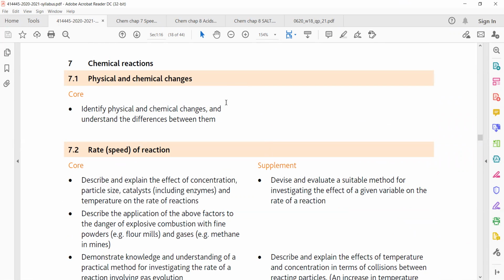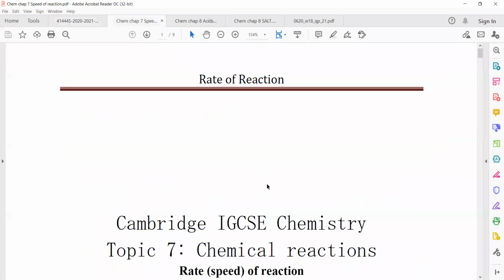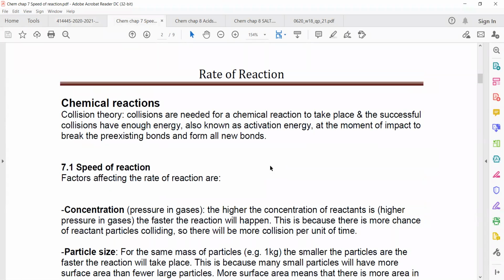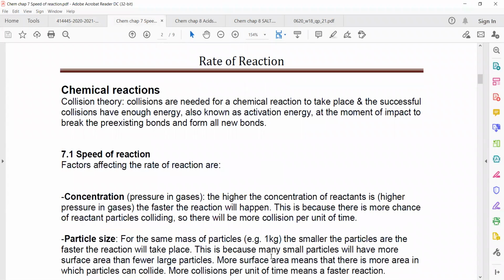Physical changes are, for example, melting, boiling, and evaporating. A chemical change is one in which a new substance is formed, and you can write an equation for it. This topic is related mainly to the rate of the reaction, or the speed of the reaction. The rate of the reaction is proportional to the number of effective collisions.